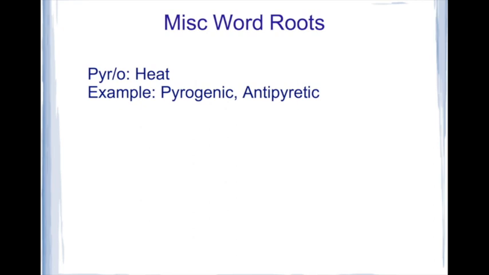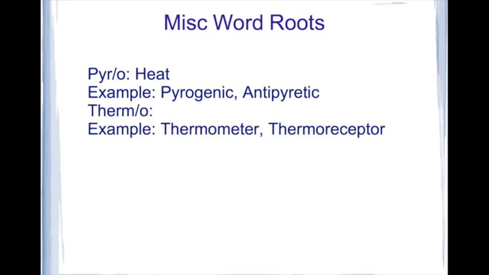Not a good thing. Okay, thermo, like thermometer or thermoreceptor. A thermoreceptor is a type of sensory receptor that detects. A thermometer is a type of device that measures, again, heat. So a thermometer determines how much heat an object has. Thermoreceptors detect heat.